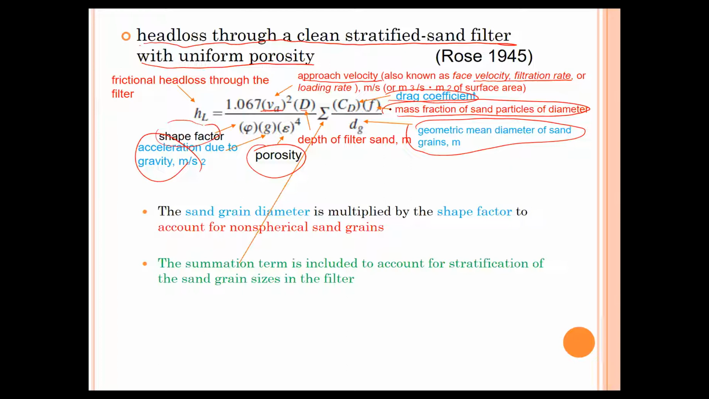So if you consider this, the depth is constant, shape factor is constant, g is constant, porosity is constant, friction factor is constant, drag coefficient is constant. So head loss is directly proportional, in these cases, to the filtration rate. So if you increase the filtration rate, the friction factor will increase. Also, the hydraulic load will be increased.